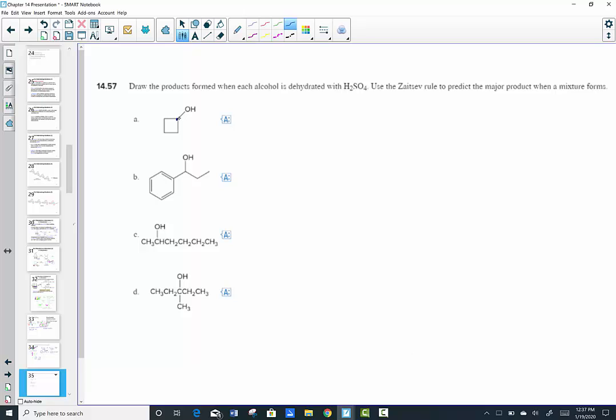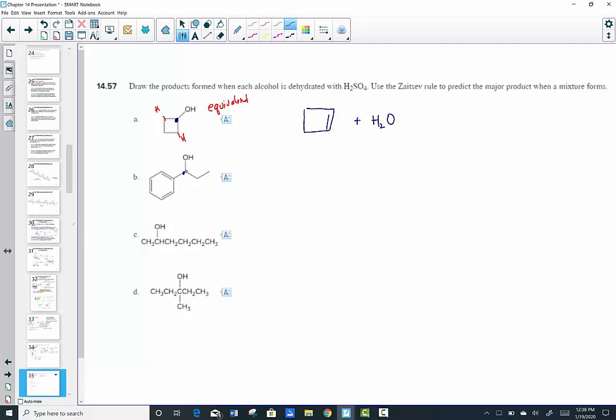So again, here's a cyclobutane, a 4-membered ring. This is the carbon attached to the OH. I go in either direction to find an adjacent hydrogen, and those two are equivalent positions. They're not different from each other. They're absolutely the same. And so I can remove any of those and place a double bond between carbon 1 and 2. Cyclobutene would form.